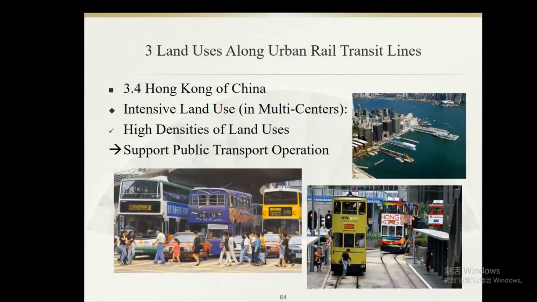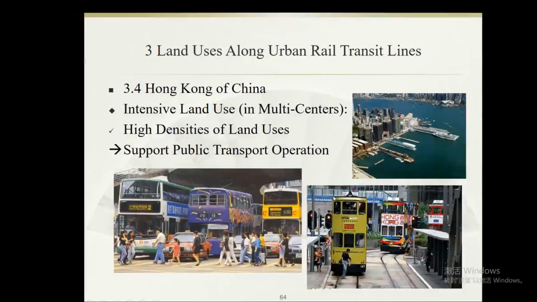High densities of land use also support the public transport operation. Many people gather, work, and have their activities and entertainment within a very highly developed land. Buses are very useful for each person here. If you drive your car here, you can find that there is no way for you. If you take a bus in Hong Kong, it's very convenient.